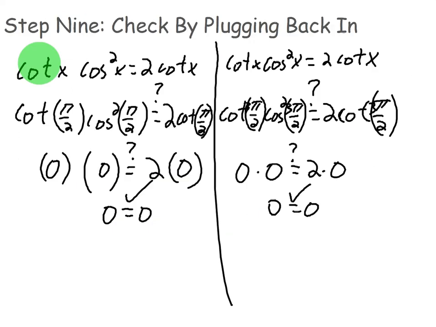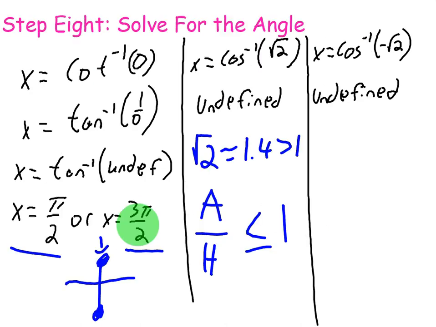And we do want to check by plugging those back in, and sure enough, for step 9, check by plugging in. When we plug in pi over 2 and we plug in 3 pi over 2, we get 0 equals 0. So they both check out. So we will go ahead and box in, let's use a different color here, I like red, these are our two answers.